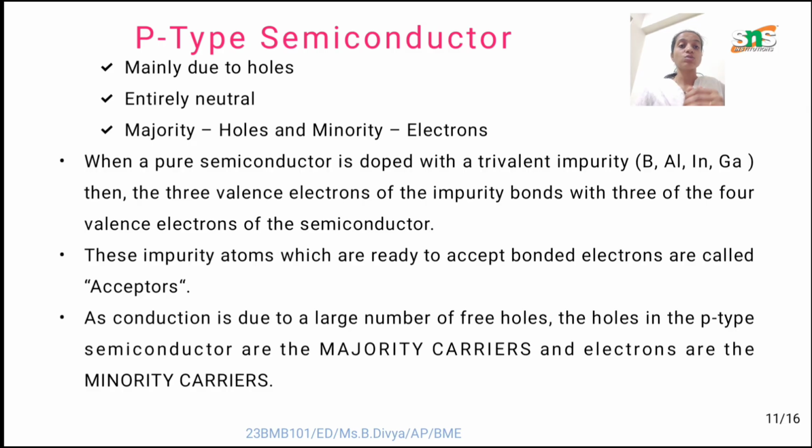The conduction is due to a large number of free holes. The holes in the P type semiconductor are the majority carriers and the electrons are the minority carriers, which is just opposite to the N type material, where the holes are minority carriers and the electrons are majority carriers. These are the types of semiconductor materials, so we now know what semiconductor materials are and their types.